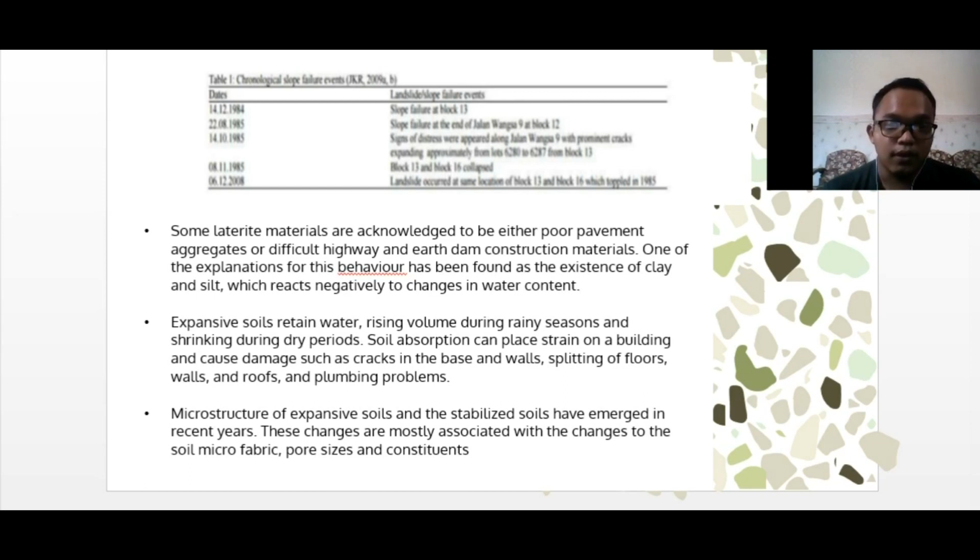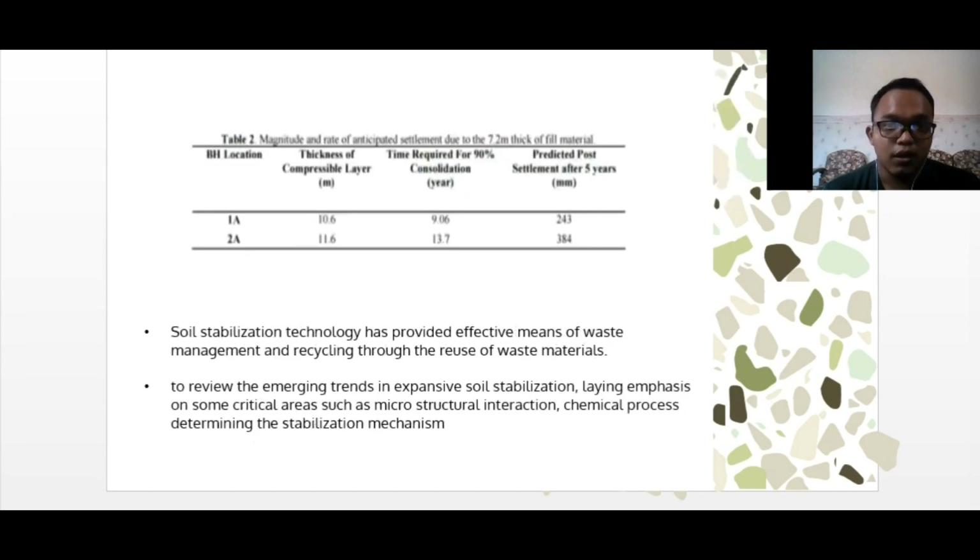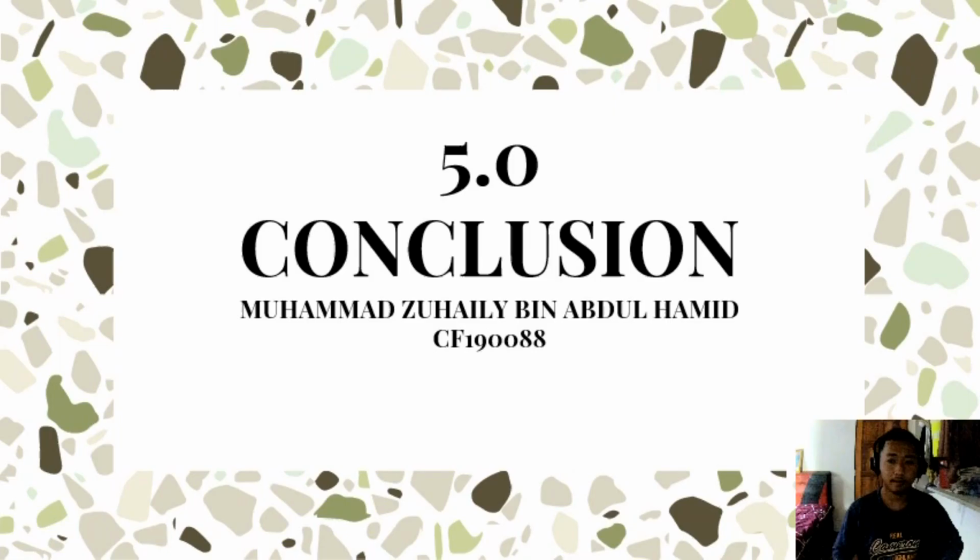Studies on the microstructure of expansive soil and the stabilized soil have emerged in recent years. These changes are mostly associated with changes to the soil microfabric, pore size and constituents. Lastly, soil stabilization technology has provided an effective means of waste management and recycling through the reuse of waste material. This is to review the emerging trends in expansive soil stabilization, laying emphasis on critical areas such as microstructural interaction, chemical process determination and the establishment of mechanisms.